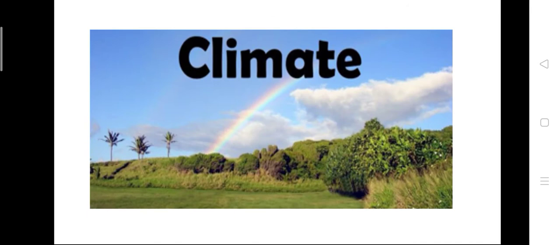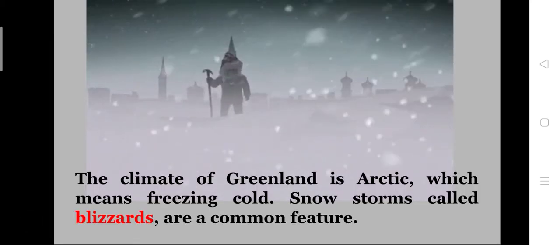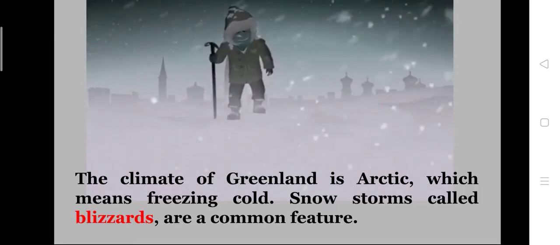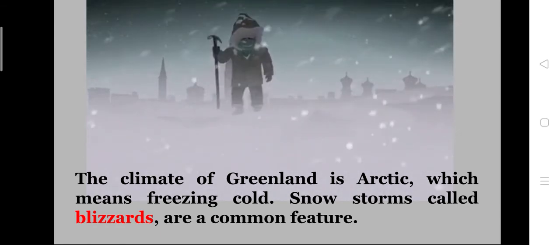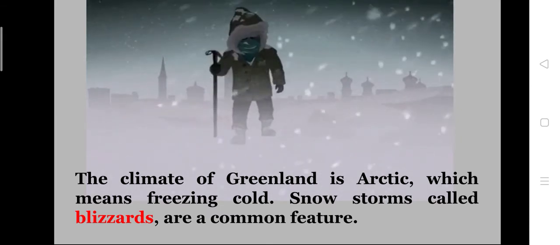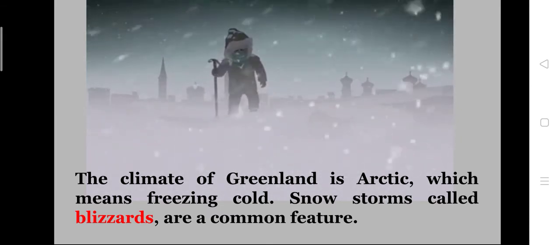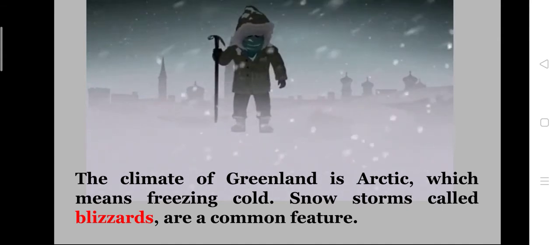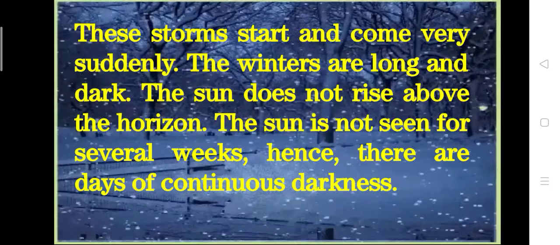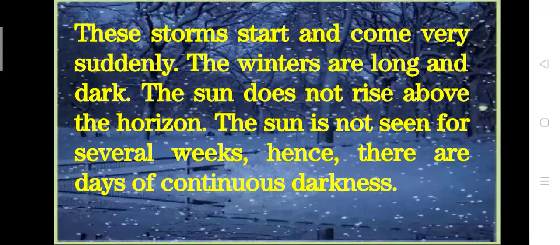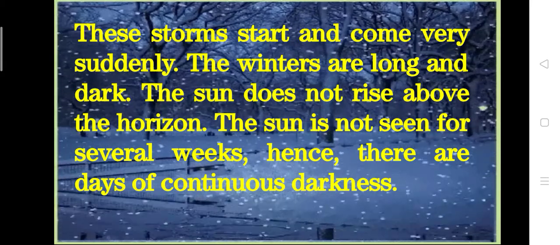Now let us see what the climatic condition is like in Greenland. The climate of Greenland is Arctic, which means it is freezing cold. It is really very cold. Snowstorms are called blizzards. They are a very common feature in Greenland. These storms start and come very suddenly. We do not know when they start and we do not know when they come.